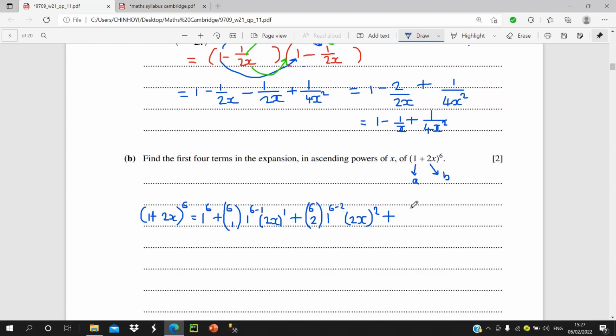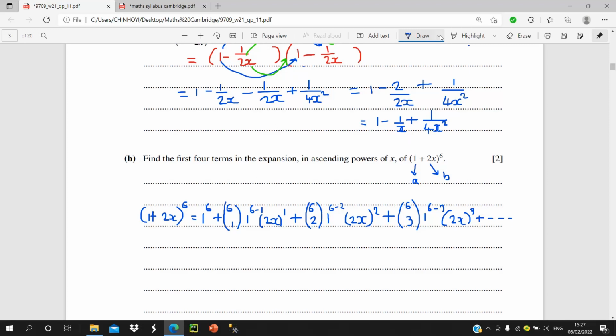I think that's the last of the 4 terms. This one is the last term, so it's 6 choose 3. Then our a is 1 to the power of the difference, 6 minus 3. Then our b here is 2x to the power of 3, everything to the power of 3. Then we have to say plus dot dot dot, because it's a term which is continuous.